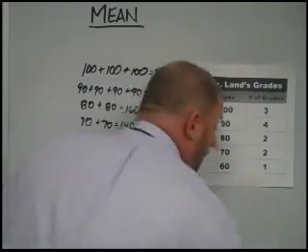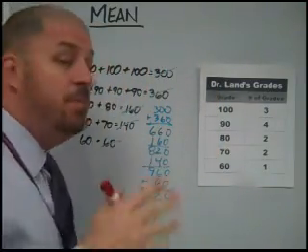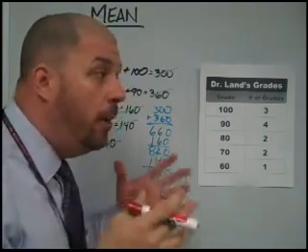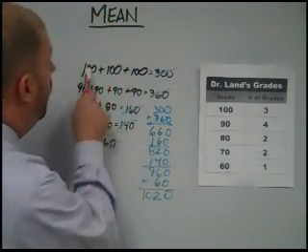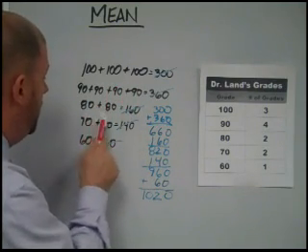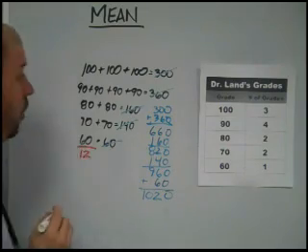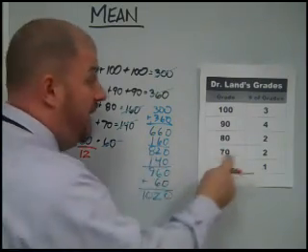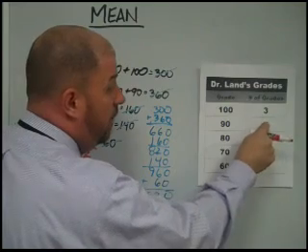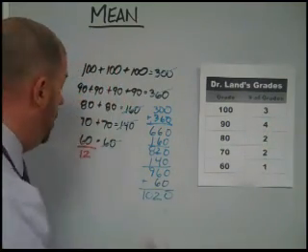So that's my total. Now, am I done? No, I'm not done. I still have to divide. But what's my total number of data? My total number of numbers. Well, 1, 2, 3, 4, 5, 6, 7, 8, 9, 10, 11, 12. So I've got a total of 12 numbers. Or I can look on my data and see there's 3, 4 plus 4 is 7, 8, 9, 10, 11, 12. So I know I've got 12.